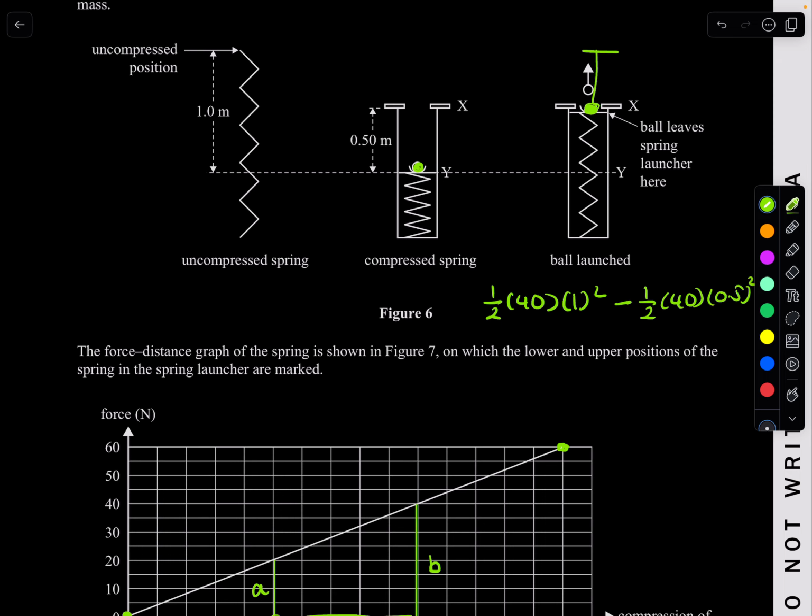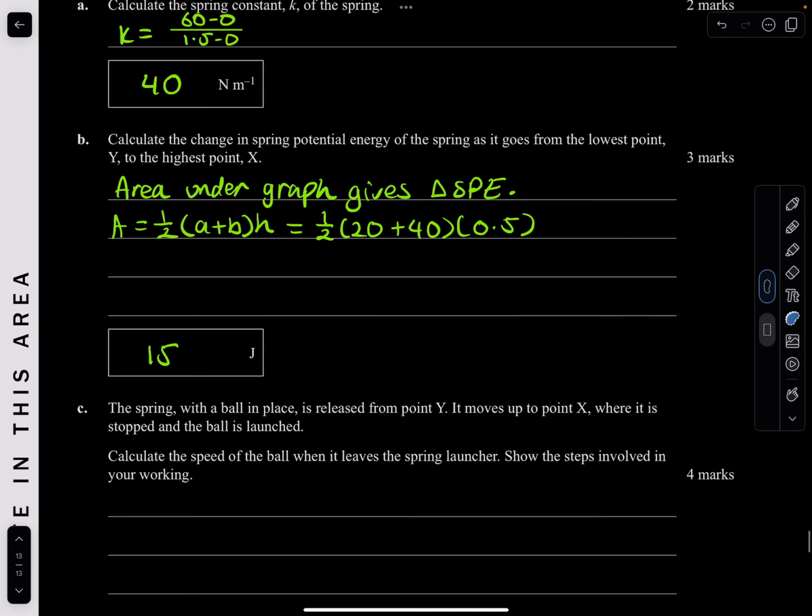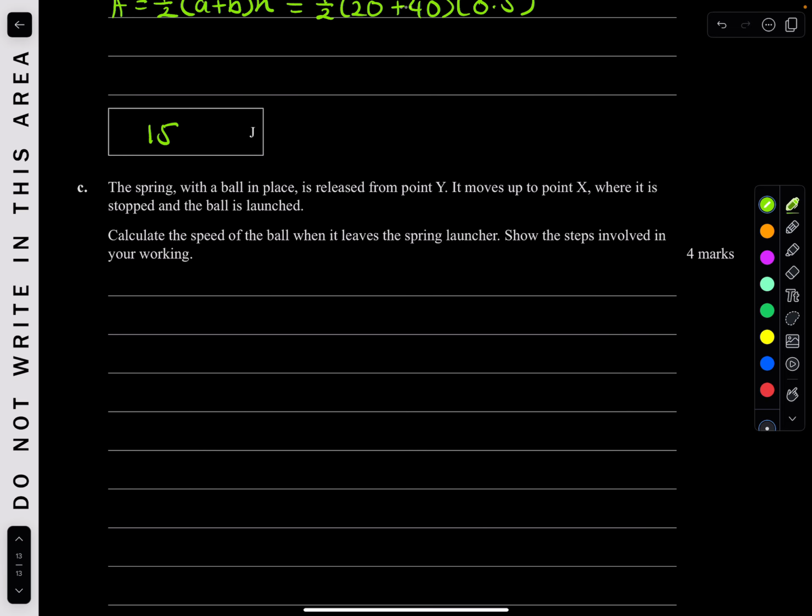And so looking at this formula here, we should get 15. Also, that works. That formula also works. But yeah, I would just use the actual graph if it really helps, because it's much easier. Beautiful. C, so 4 marks.